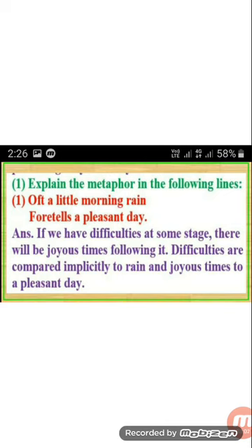Okay, often a little morning rain foretells a pleasant day. If we have difficulties at some stage, there will be joyous times following it. This is the meaning. So what is compared over here? Difficulties are compared implicitly to rain and joyous times to a pleasant day. Joyous times are compared to a pleasant day, and difficulties are compared to what? Rain. Fine. Sorry, directly it is compared. That's why it is called metaphor. See, by the time you understand this is a direct comparison, that is metaphor. Inshallah, in the figure of speech session, I'll give you details.